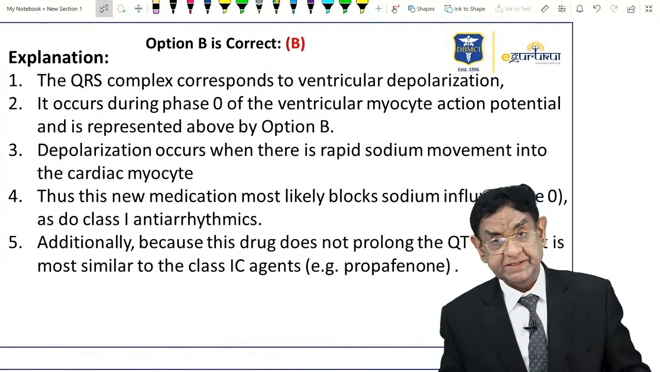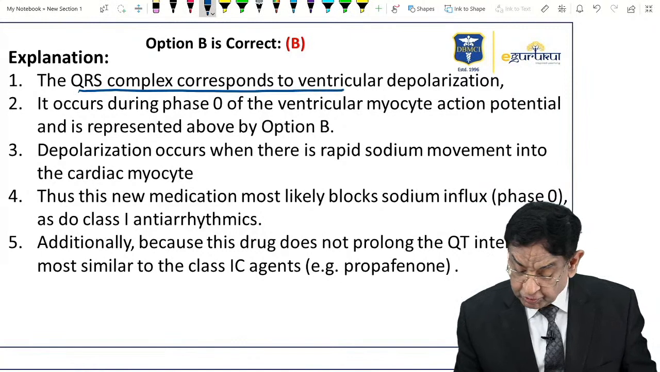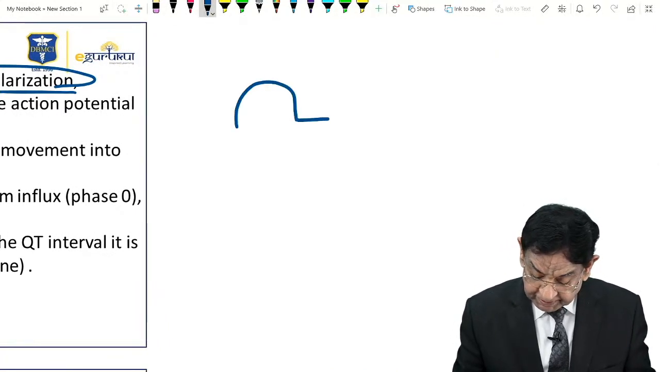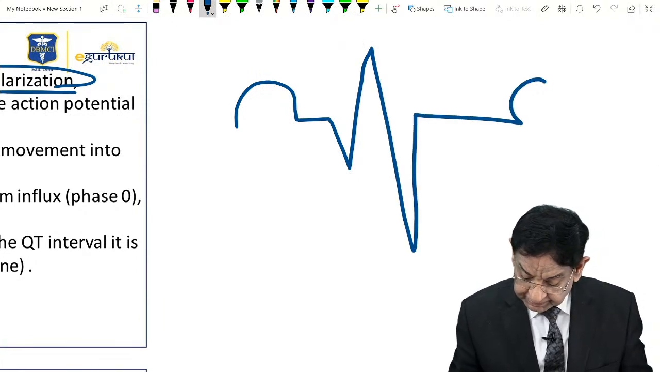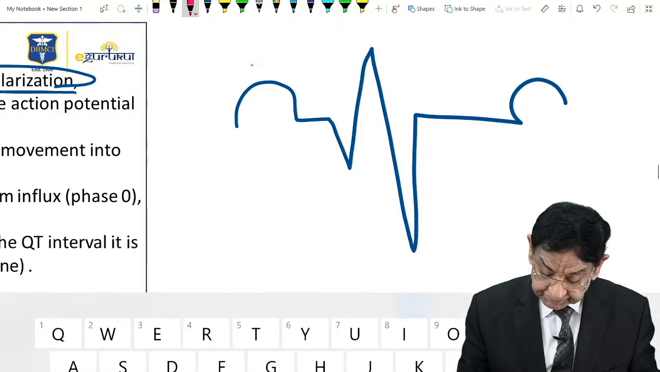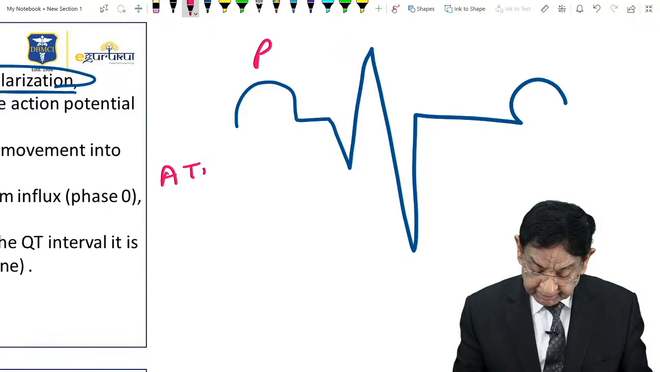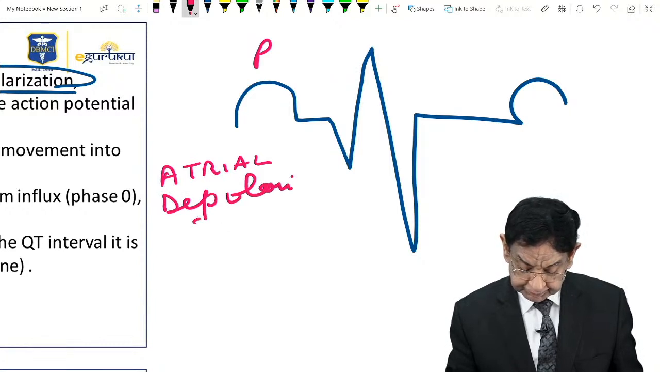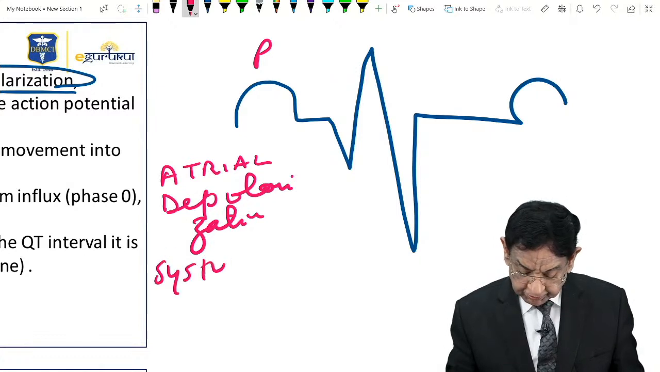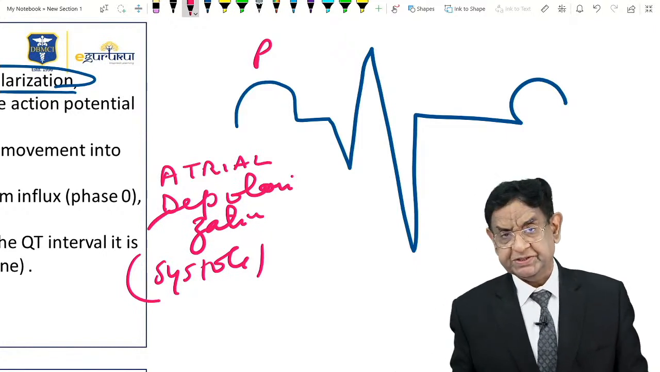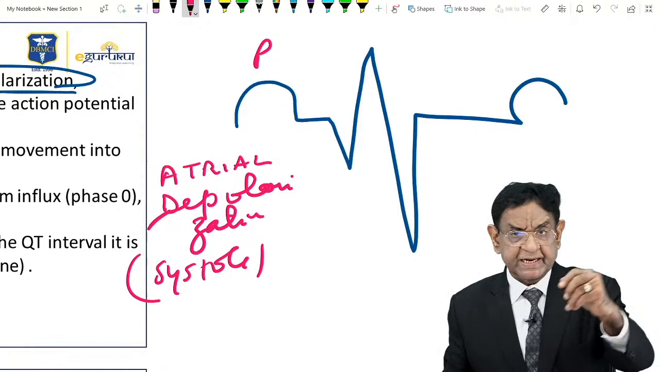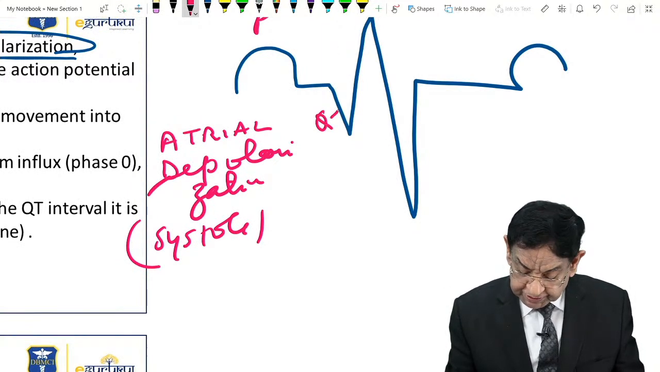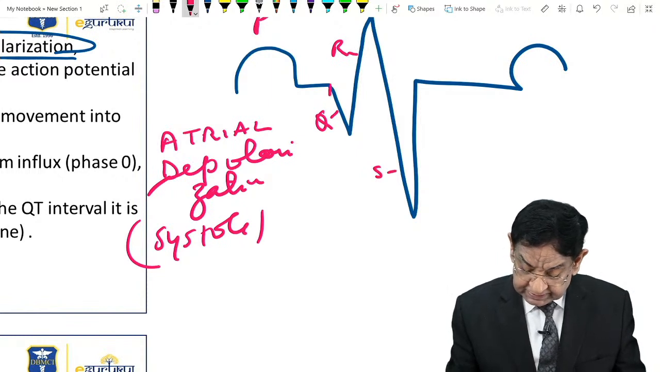So let's discuss ECG. The QRS complex denotes ventricle depolarization. Let me draw a diagram. Basic concept about ECG. This is the P wave. This is due to atrial depolarization, so-called atrial systole. Electrically, there is depolarization of the atria, but mechanically you can say atrial systole or atrial contraction. This is the Q wave. The down is Q, up is R, and down is S. This is the QRS.